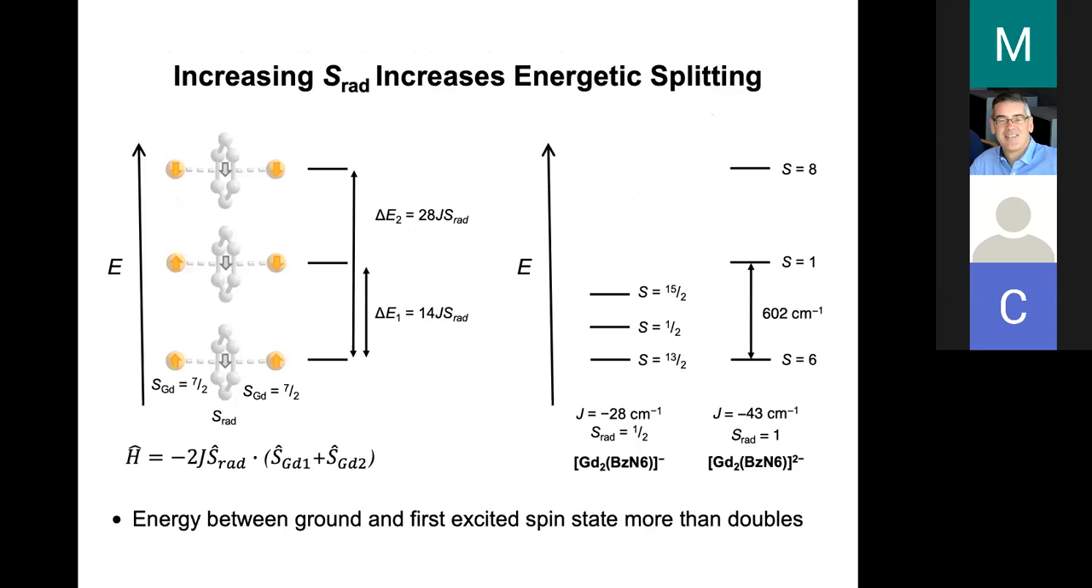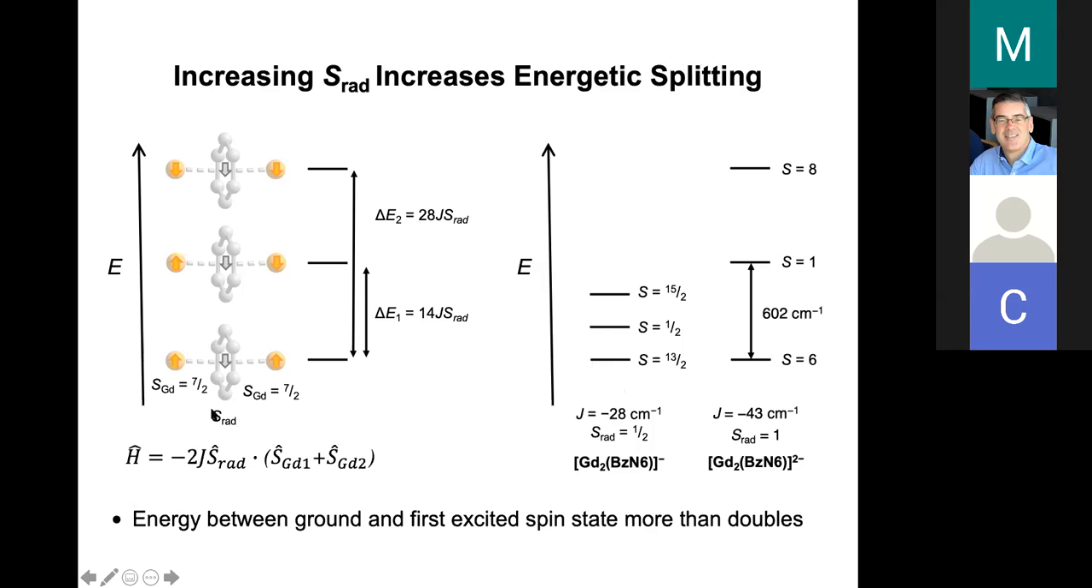But even more interesting, because it's a triplet, this leads to a much larger separation between the spin ground state and the next spin excited state. Right? So this is on a relative scale. This is just comparing the various spin states.